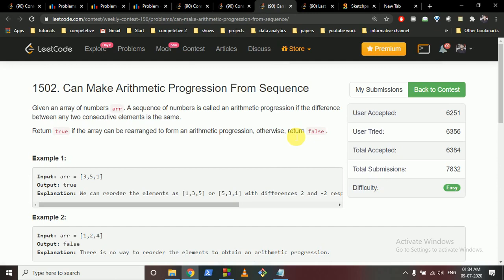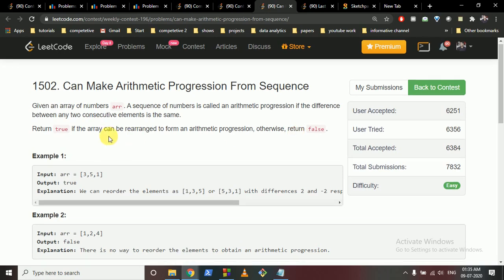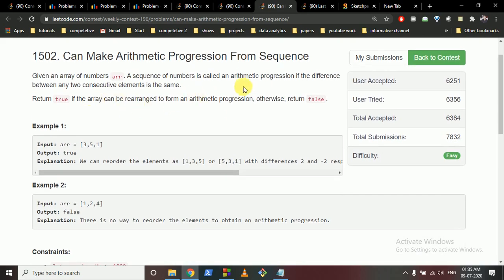You are given an array of numbers, arr, a sequence of numbers. You have to check whether the sequence forms an arithmetic progression, which means that the difference between any two consecutive elements is the same. Return true if the array can be rearranged to form an arithmetic progression, or return false. As you can see, it can only form an arithmetic progression if it is sorted and the difference between any two consecutive elements is the same.